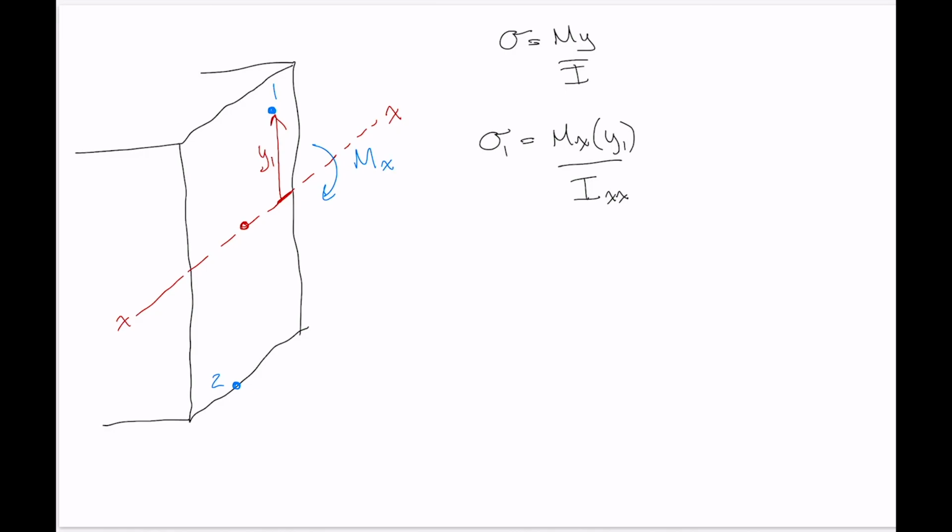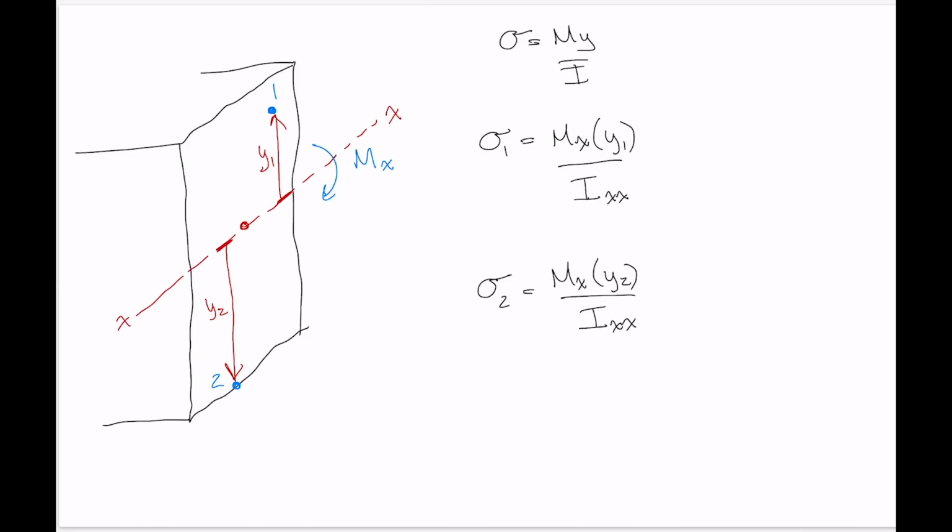If we wanted to calculate the stress at location 2, then we use the same internal moment because we want the stress due to internal moment Mx. The distance y, again, is the perpendicular distance between the axis of your internal moment and the point where you want to calculate the stress. So this is distance y2, and that goes in the equation here. And then because Mx is acting about the xx axis, you need Ixx here. Okay.